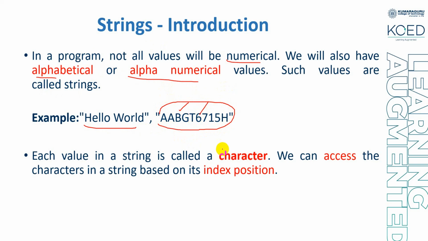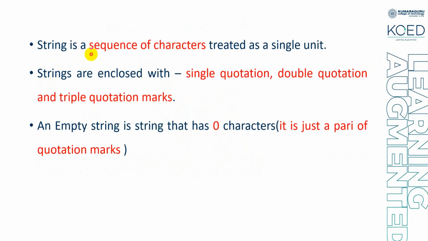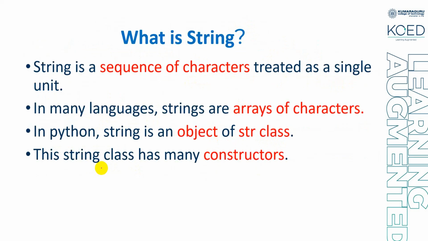A string is a sequence of characters. Every character in a string has an index position, and we can access them by using the index position. So a string is a sequence of characters treated as a single unit. Strings are enclosed using single quotation, double quotation, and triple quotation marks. An empty string is a string that has zero characters. It is just a pair of quotation marks without a value.